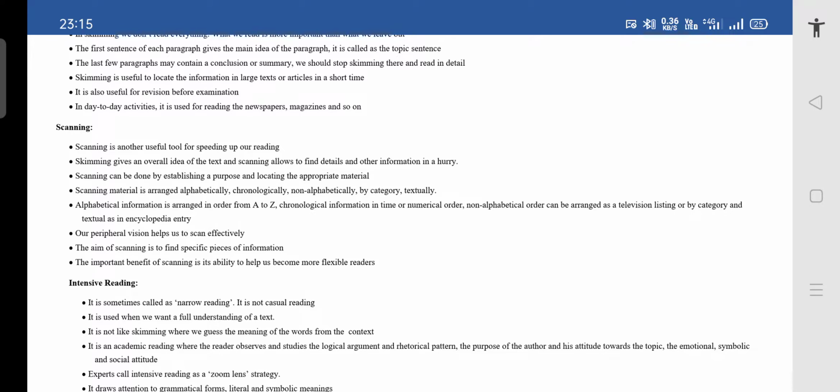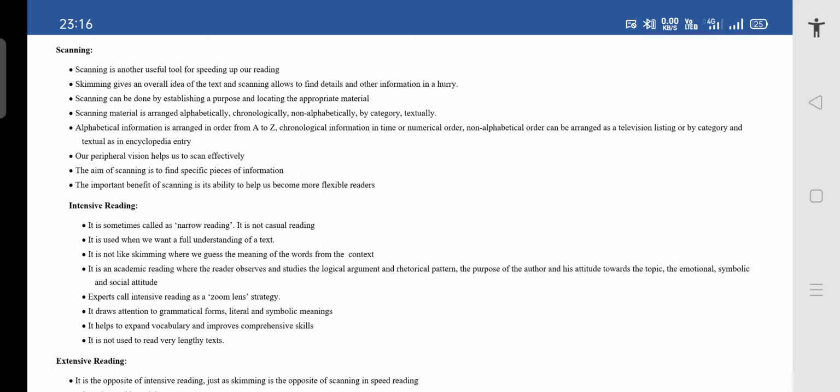Skimming is useful to locate information in large texts or articles in a short time. It is also useful for revision before examination and in day to day activities. It is used for reading newspapers, magazines, and so on.